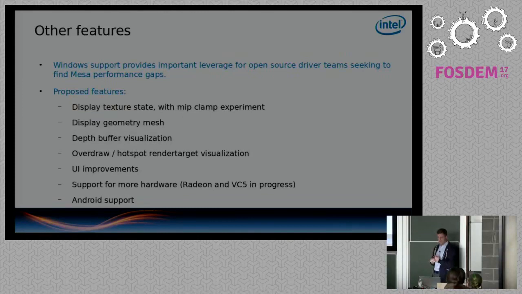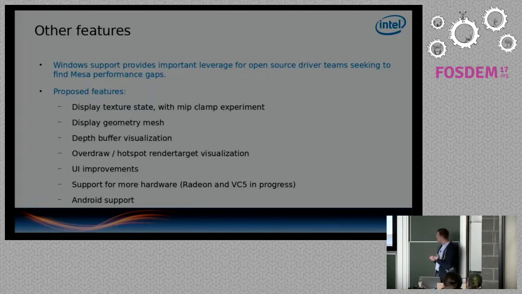Things that need to be done. There's no tab for looking at the textures. If you're texture bound, having an experiment that will clamp the map level down so there's not so much texture data going down is important to see if you've just made textures that are too large. There's no display of the geometry or the vertices, so that's something that I think is of interest to end developers to try to figure out, okay, maybe there are just so many vertices that I'm stuck at that part of the fixed function pipeline.